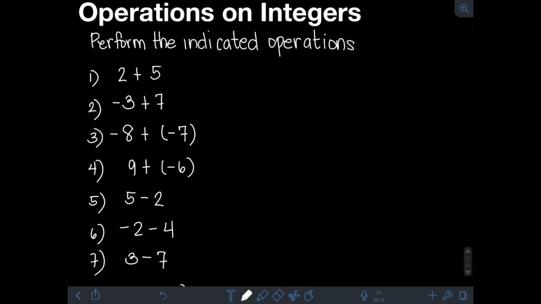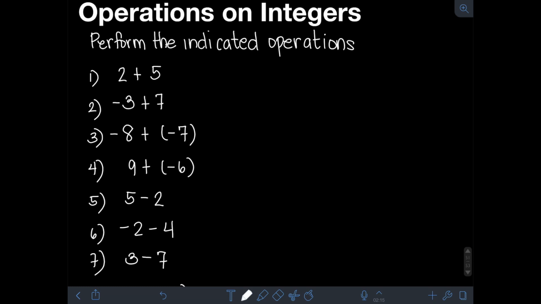Okay, so this time ay magsasolve tayo ng more problems on operations on integers. So, meron na akong different videos for operations on integers such as addition, subtraction, multiplication, and division. So, kung hindi nyo pa yung napapanood, ay lilink ko na lang para ma-check nyo. So, magre-review lang tayo ng more problems on operations on integers para ma-recall natin. Okay? So, perform the indicated operations.